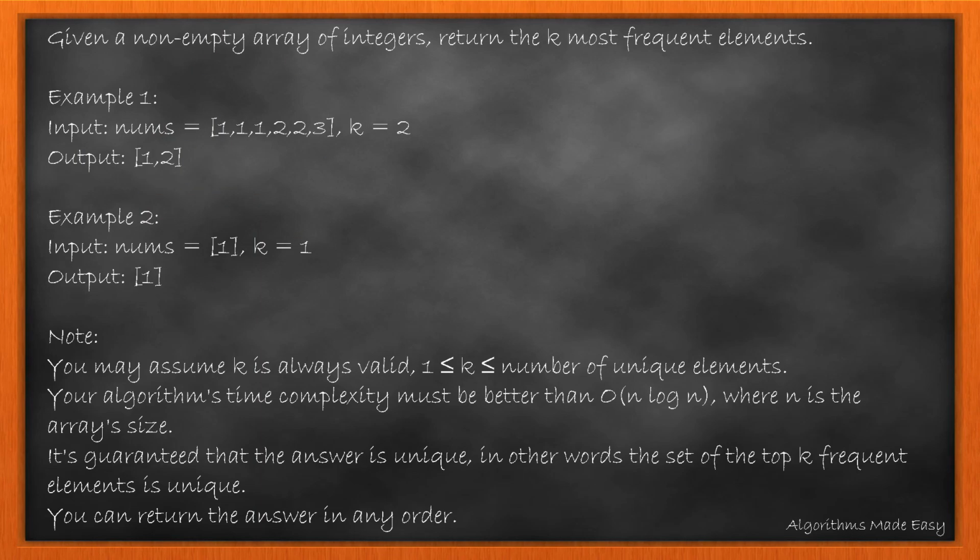Given a non-empty array of integers, return the k most frequent elements. In the given example, 1 and 2 are the two most frequent elements, so we return them. In the given notes, it is given that k is always valid. We need to come up with a solution that has a complexity better than O of n log n. It is also guaranteed that the answer is unique and we can return the answer in any order.